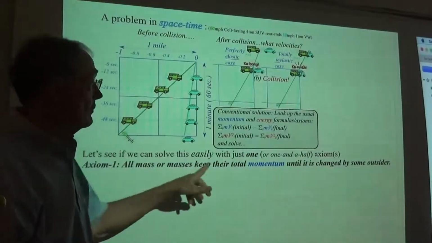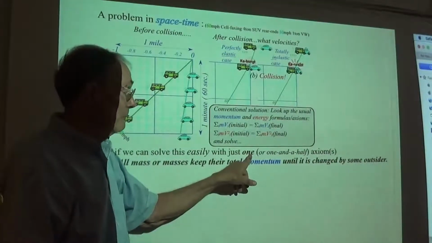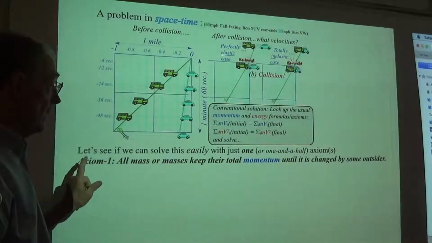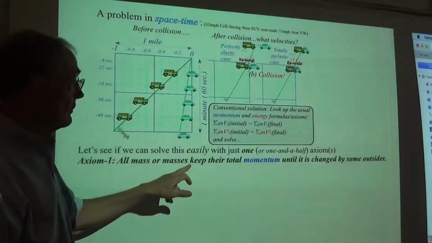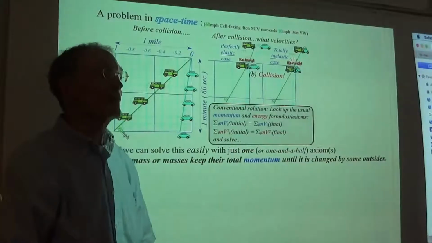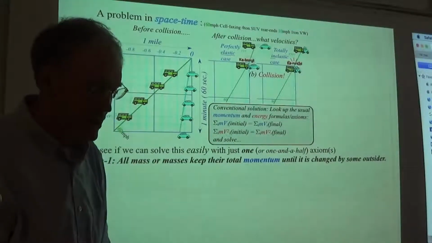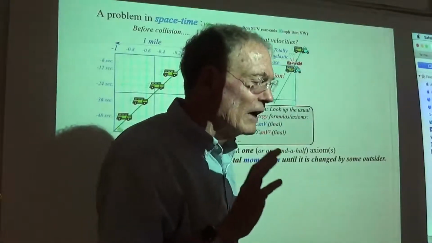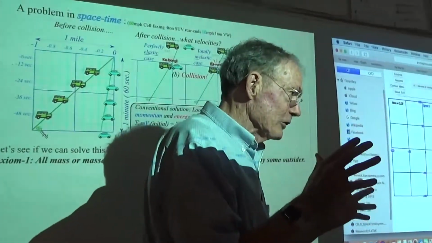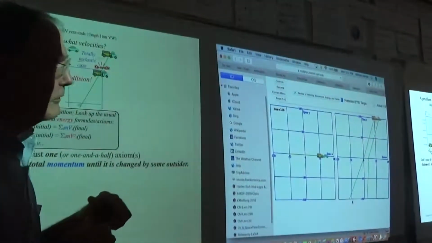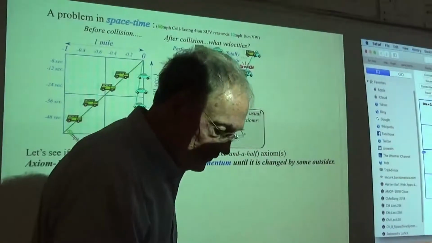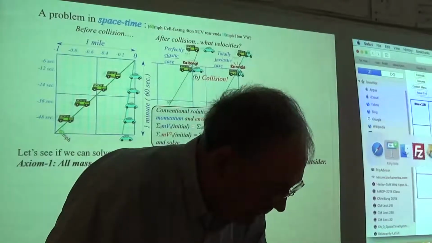What we're going to do is just use one axiom. Well, really 1.5, as you'll see. But the one axiom is that all masses keep total momentum until it's changed by something outside. Doesn't sound like you're saying much there. But that is all we're going to use. And that's the idea of using critical thinking and logic in a powerful way, to say the least, and I'm going to make that point a number of times here before we get too far.